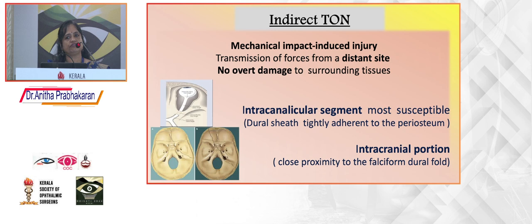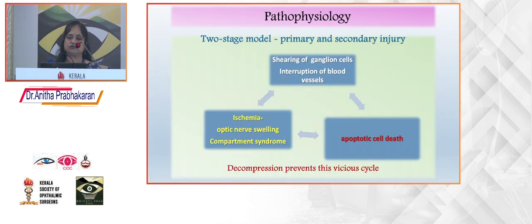The injury is actually from a distant site, and there is no overt damage to the surrounding structures. But because the dural sheath is tightly adherent to the periosteum at the intracanalicular segment, that is the most susceptible, followed by the intracranial portion, where there is close proximity to the falciform dural fold. So why does this happen? There is actually a primary and a secondary injury going on.